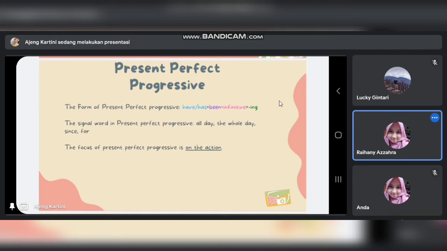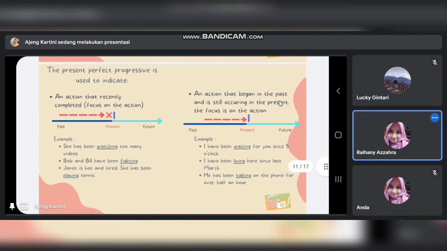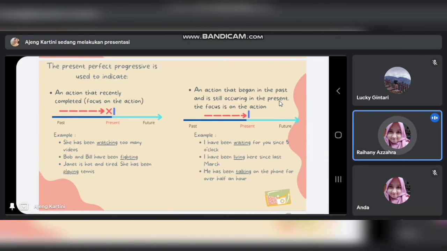Next. The present perfect progressive is used to indicate first, an action that was recently completed. But present perfect progressive is focused on the action. So the examples are: she has been watching too many videos. Bob and Bill have been fighting. Janet is hot and tired. She has been playing tennis.